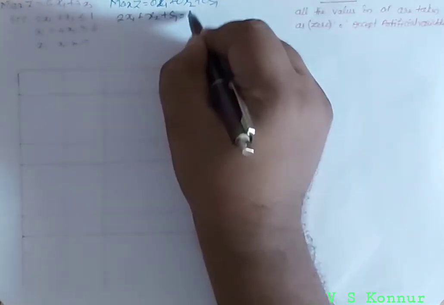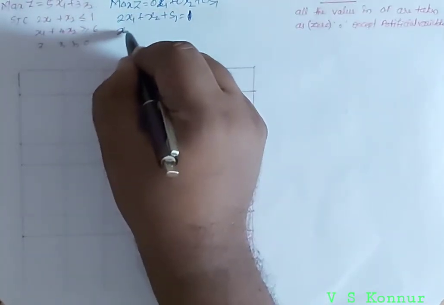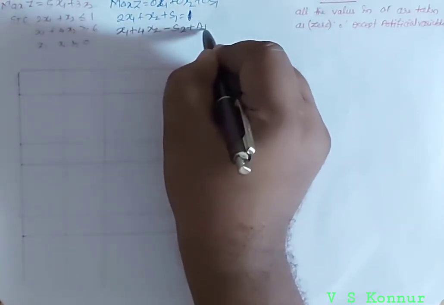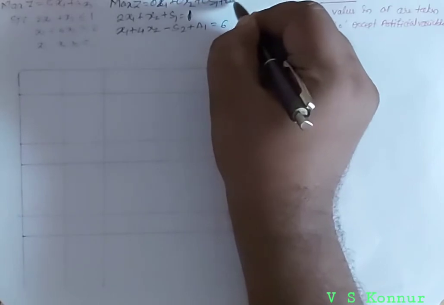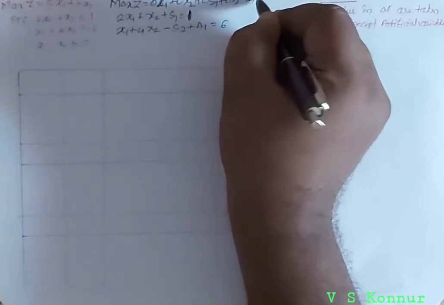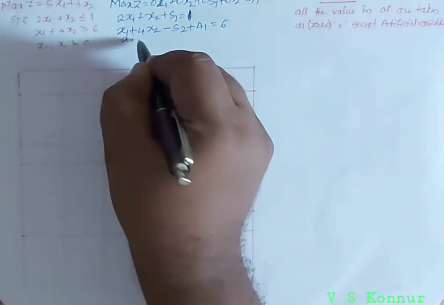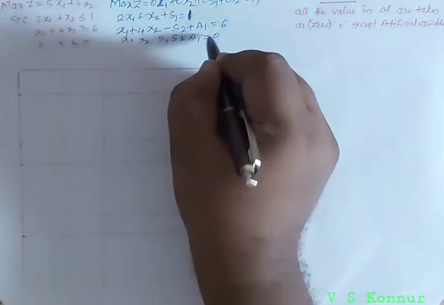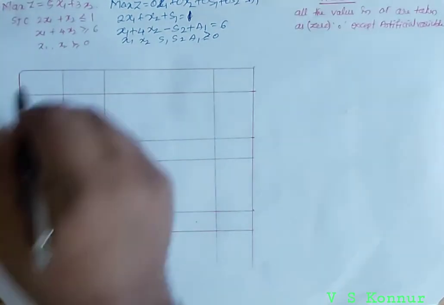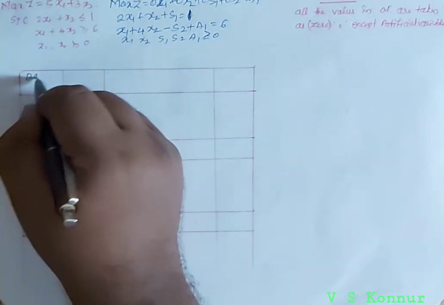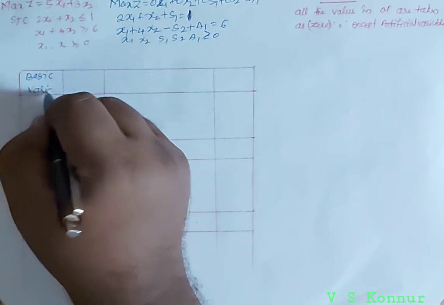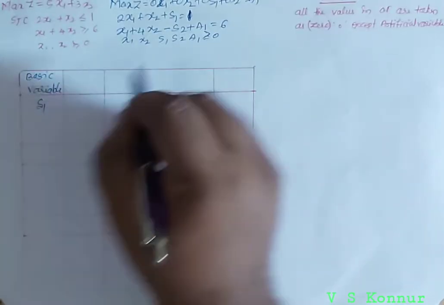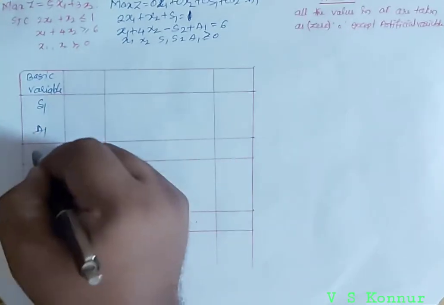Second constant is equal to 1. Then second constraint x1 plus 4x2 greater than equal to is there, minus s2 plus a1 is equal to 6, plus 0s2 minus a1. This is the standard form. x1, x2, s1, s2, a1 greater than equal to 0. Now basic variables. Basic variables are nothing but s1 for first constraint, a1 for second constraint.